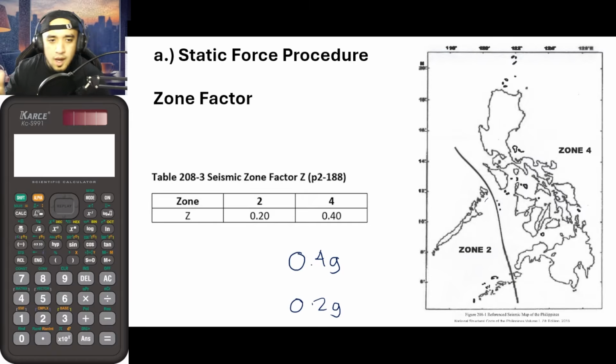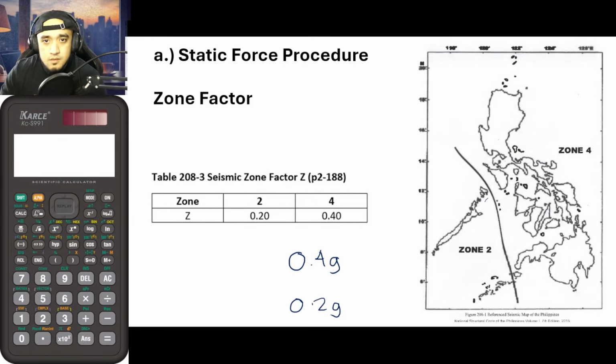So, bakit wala pong 0.3 pati 0.1 sa Pilipinas? Wala, di po natin talaga control yung bagay na yun. In some other countries, they have 0.1 G. In some other countries, 0.075 G. And in some countries, 0.3 G. Just not here in the Philippines.